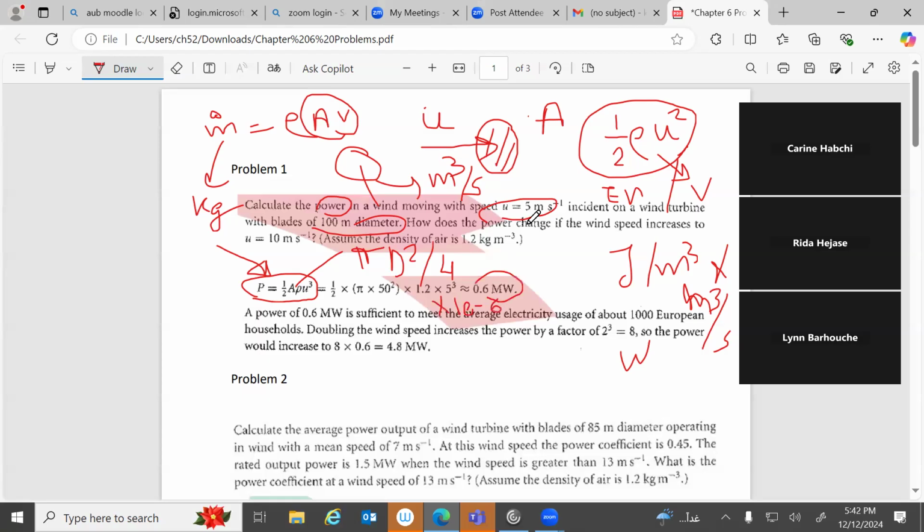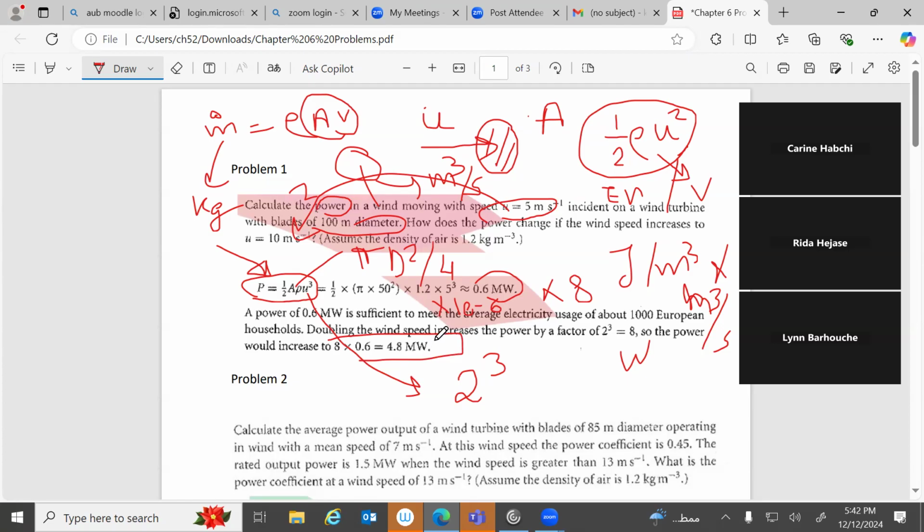Now, without doing any calculation, what will be the value of power if the wind speed is equal to 10? We multiplied u by 2. Since from our expression the power is proportional to u to the power 3, if we multiply velocity by 2, the power will be multiplied by 2 cube, which is 8. So we can just do 0.6 times 8. So if we double the velocity, the power will be much larger. It will be multiplied by 8, so it will be equal to 4.8 megawatt.